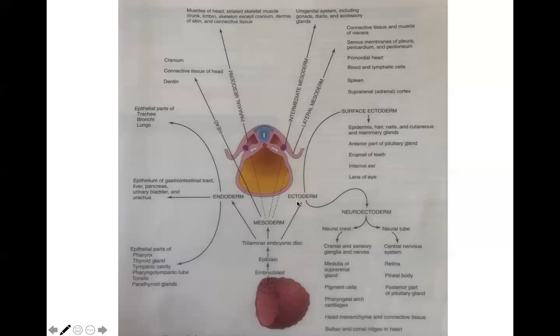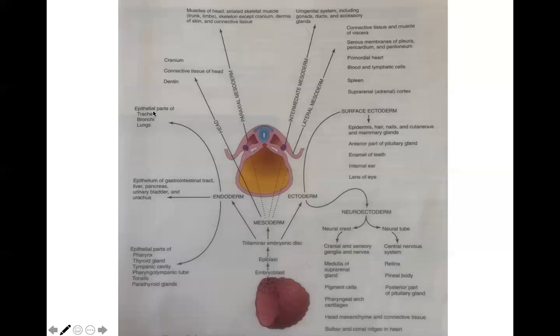The ectoderm is going to become all the surface structures. It's going to become the epidermis, the hair, the nails. It also becomes, interestingly enough, the teeth, the inner ear, the lens of the eye, but these are all skin type structures, right? So that's the surface ectoderm. The neuroectoderm is going to become neural crest and neural tube and all the things that those turn into. Whereas the endoderm is going to become all the most internal structures.